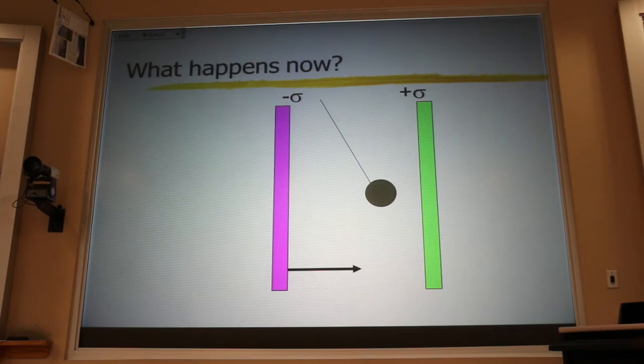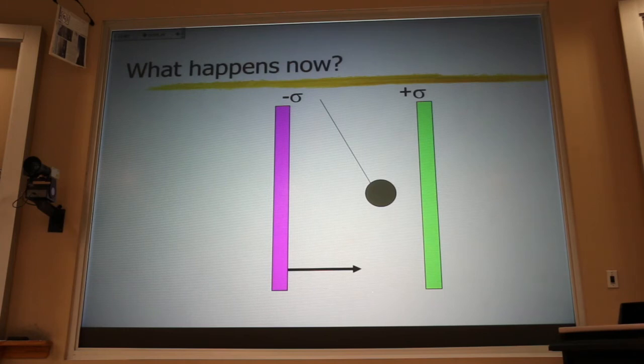The thing to notice is that these plates are not connected to a battery. They are isolated or insulated, depending on how you like to describe those. Now, that means that the sigma is stuck. It's the sigma that causes the electric field. If the sigma stays the same, the electric field stays the same. The electric field is what's causing the push to the right. And so the angle stays the same.